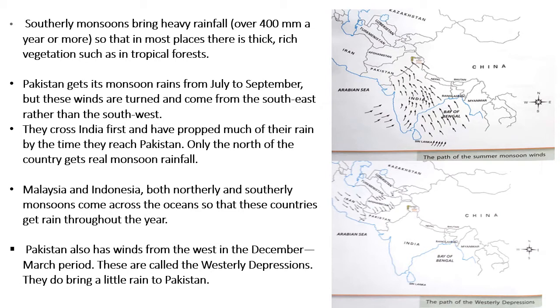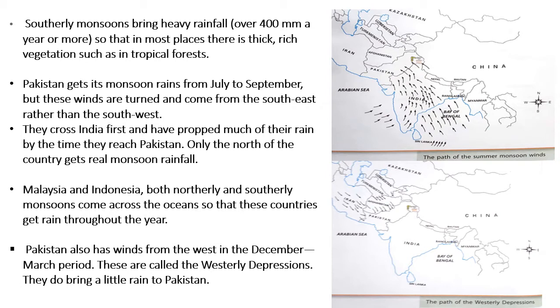They cross India first, and they have dropped much of their rain by the time they reach Pakistan. Only the north of the country gets real monsoon rainfall. Why does the north of Pakistan have much more rainfall than the other parts of Pakistan? Because the rain that is coming from India and the Bay of Bengal first reaches the north of Pakistan. And when it reaches the south of Pakistan, the moisture becomes less and less with the movement.